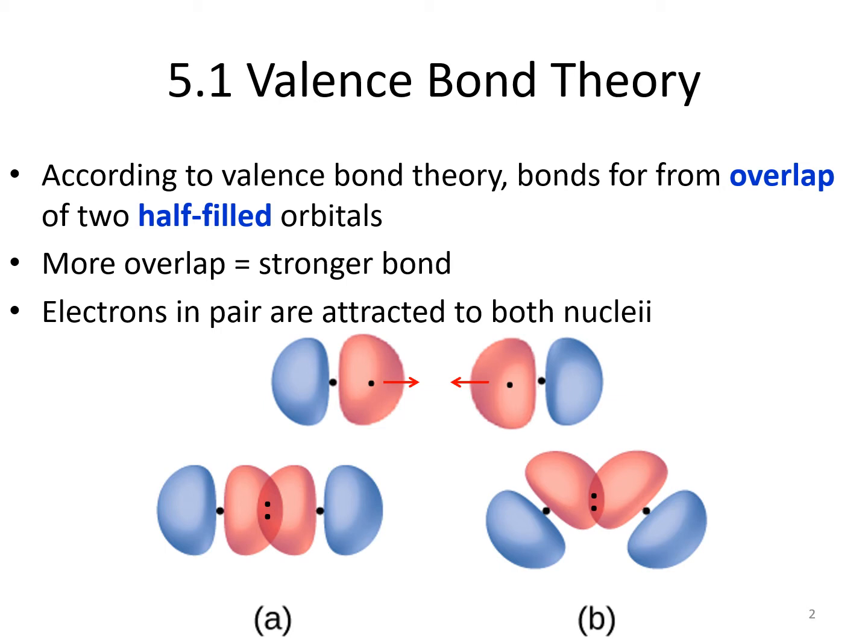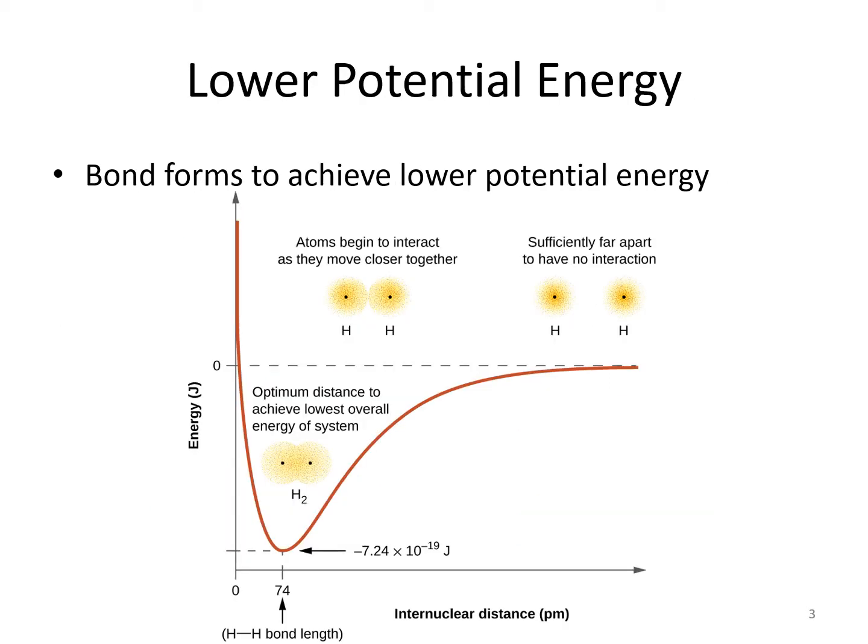Two p orbitals overlapping end to end are going to have more overlap and a stronger bond than two p orbitals overlapping at an angle. A covalent bond is able to form because the electrons in the bond are attracted to the nucleus of the other atom, in addition to being attracted to their own nucleus. A bond will form when the distance is optimal, the distance which yields the lowest potential energy.